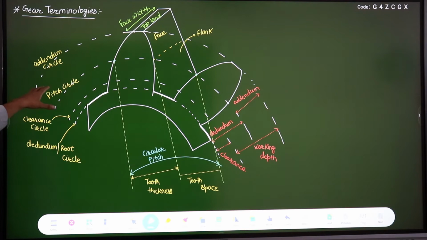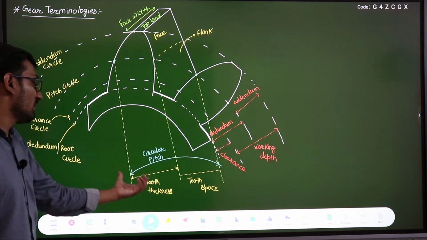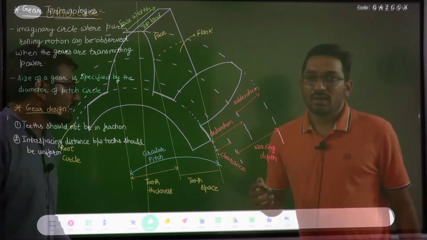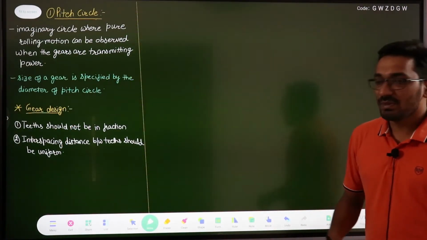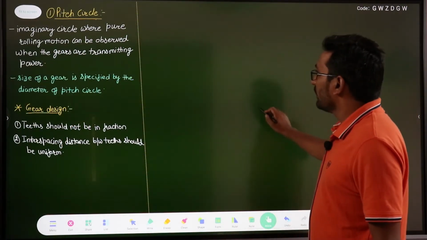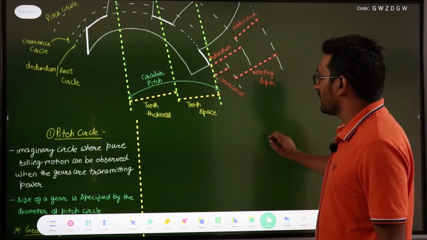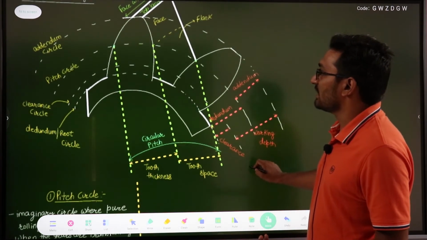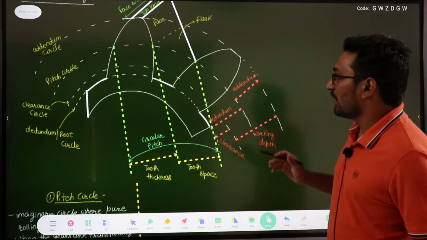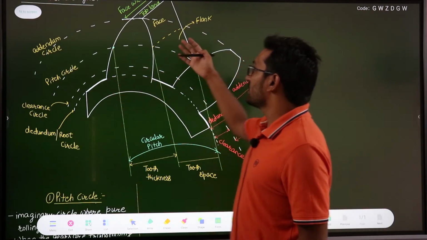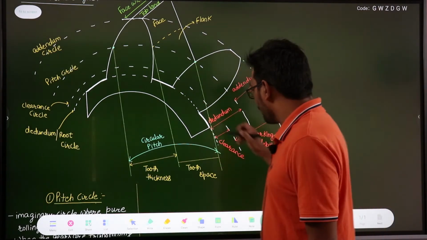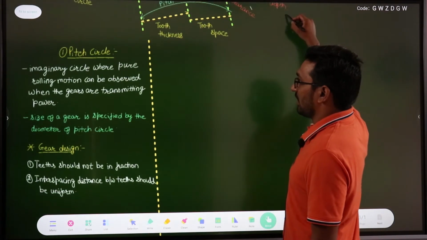We'll start with the pitch circle. Then what do we mean by circular pitch? What is the tooth thickness and tooth space we have to discuss. Right. Now, as we already discussed the various gear terminologies, the various circles and the various radial distances from this diagram, let us now explain all these terminologies one by one. So first of all, I'll start with the pitch circle.